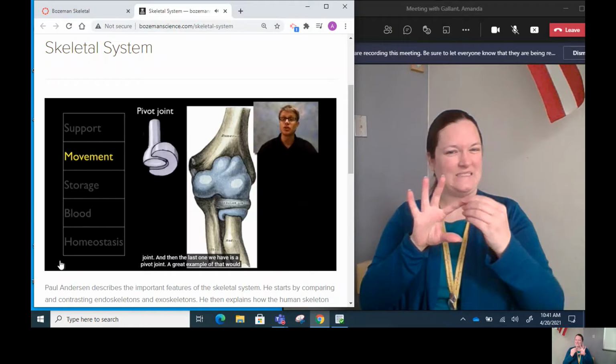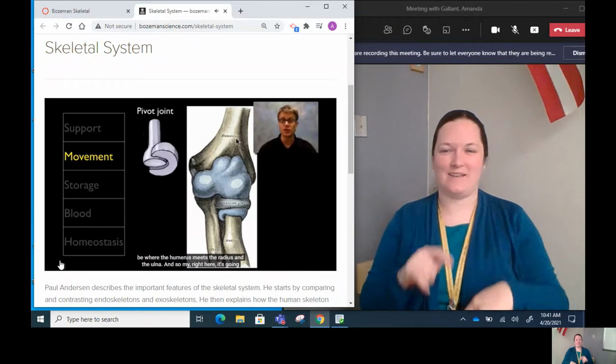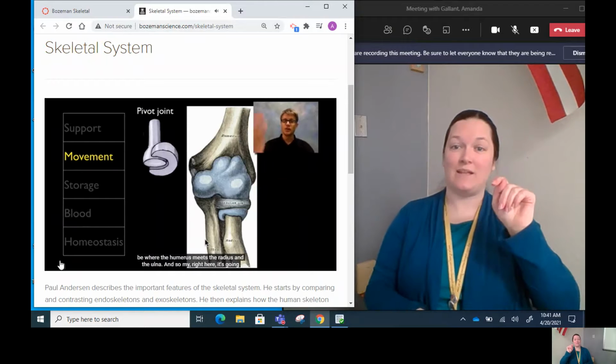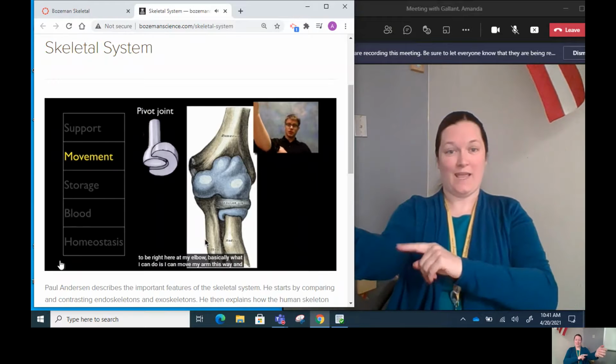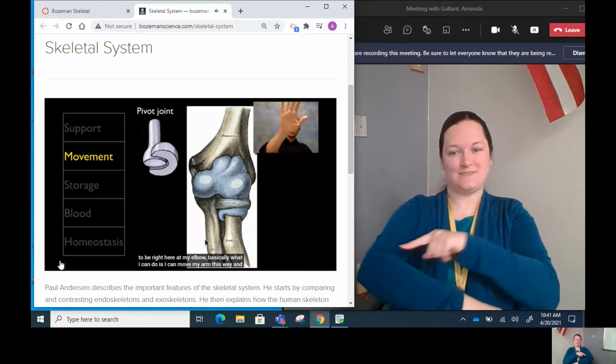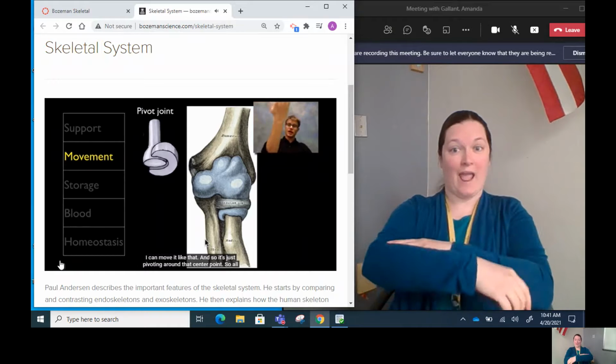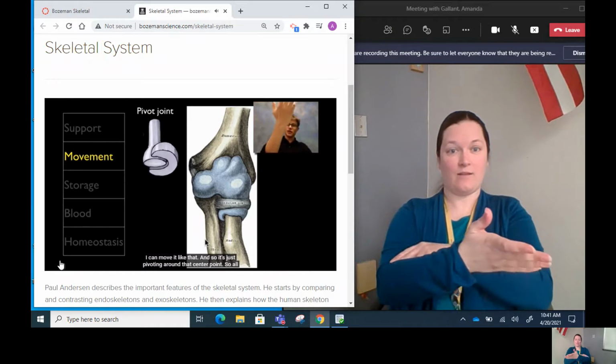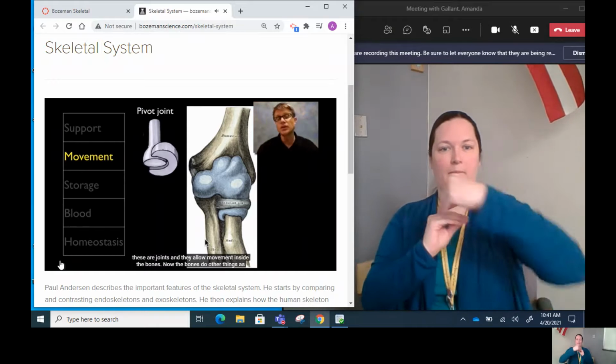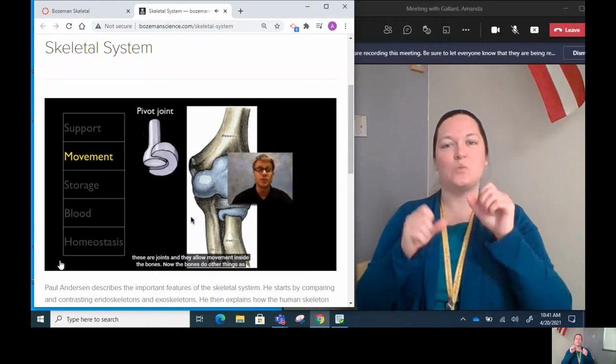And then the last one we have is a pivot joint. A great example of that would be where the humerus meets the radius and the ulna, right here at my elbow. Basically what I can do is move my arm this way and I can move it like that. And so it's just pivoting around that center point. So all these are joints and they allow movement inside the bones.